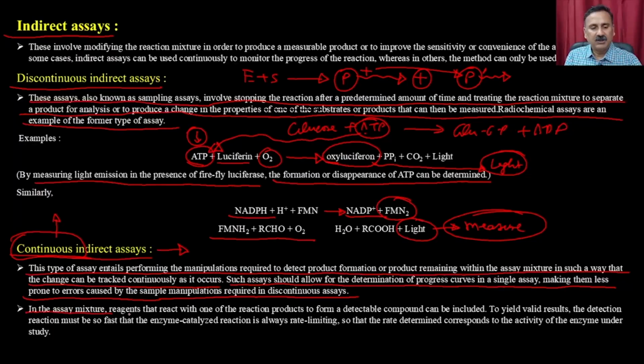In the assay mixture, a reagent that reacts with one of the reaction products to form a detectable compound can be included. To yield valid results, the detection reaction must be so fast that the catalyzed reaction is always rate limiting, so that the rate determined is proportional to the activity of the enzyme under assay. This is a very important parameter when you are trying to design continuous indirect assays.